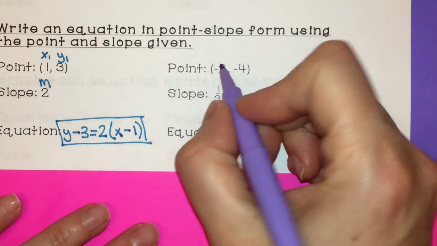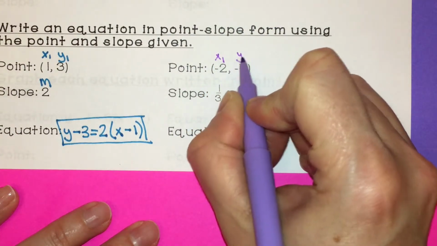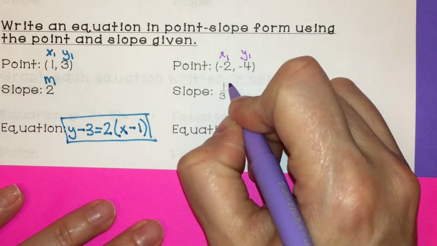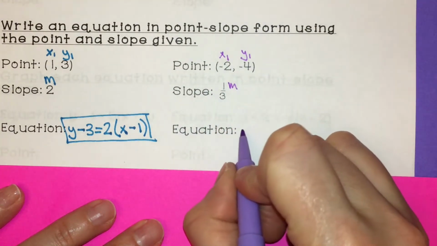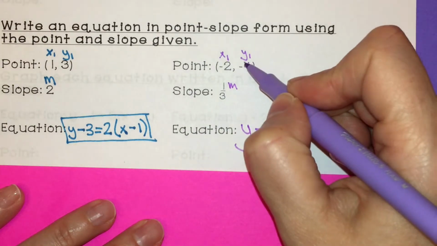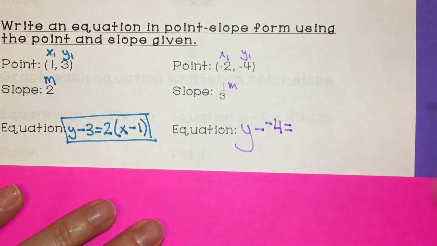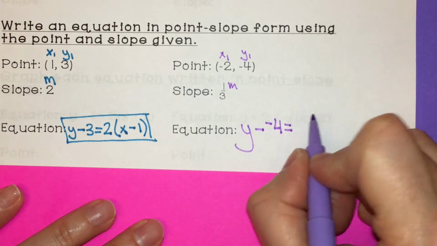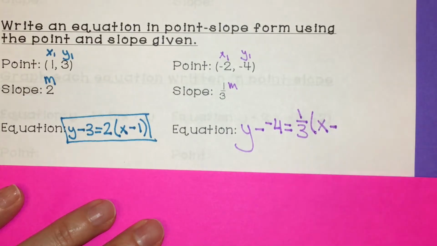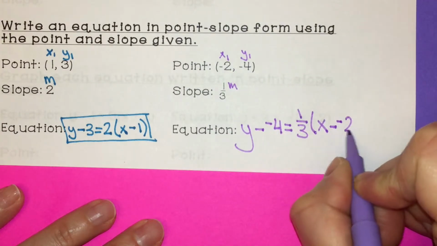I'm going to plug -2 in for x sub 1 and -4 in for y sub 1. The slope, which is m, is 1/3. So I'm just going to plug those in. We have y minus, the y sub 1 value is -4, equals m is 1/3 times x minus the x sub 1 value, which is -2.